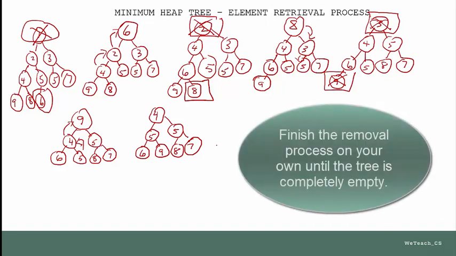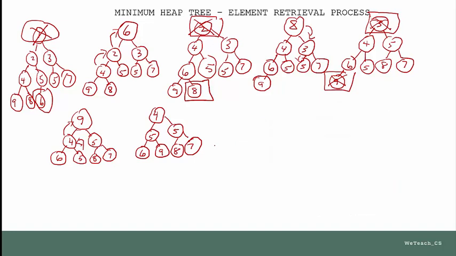And I strongly suggest that you do that on your own and see if you can make it happen. So now you know how elements are retrieved from a minimum heap tree, and then the tree is returned to its restored minimum state.